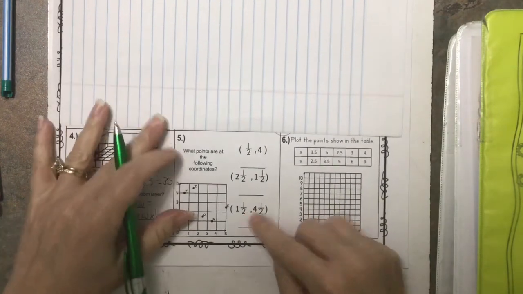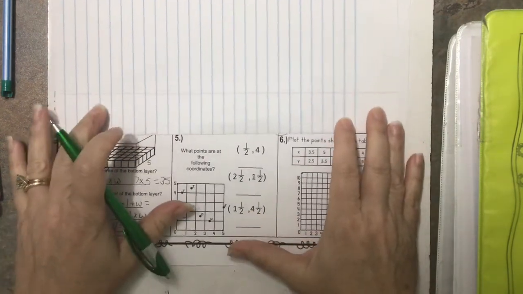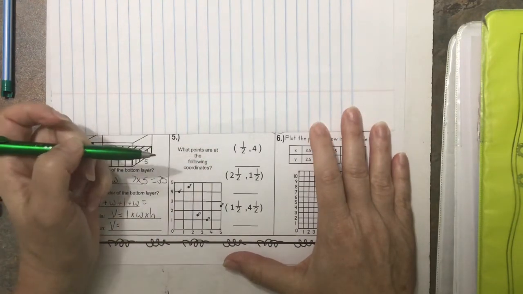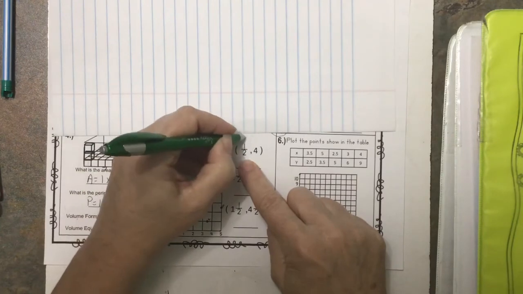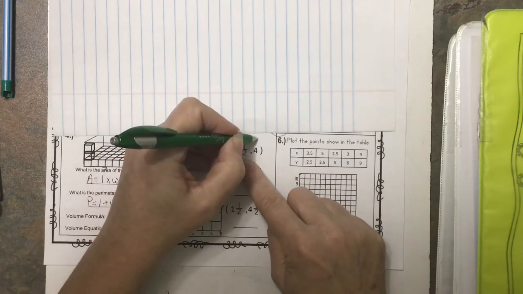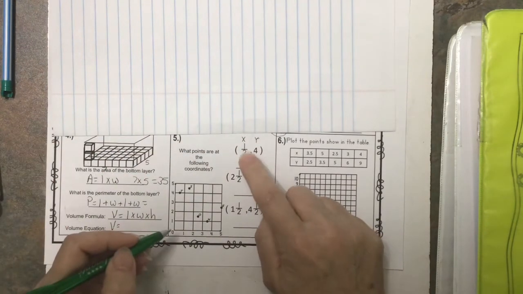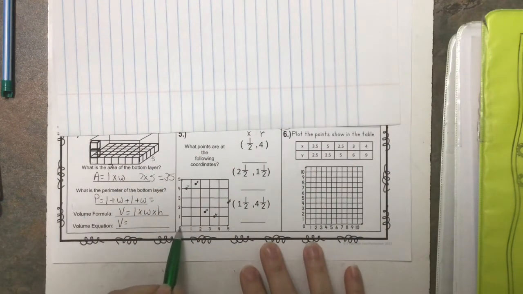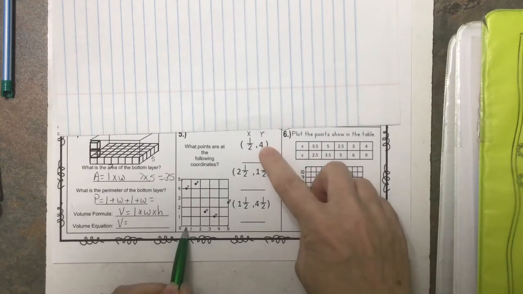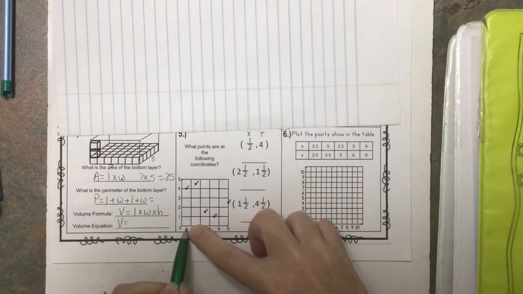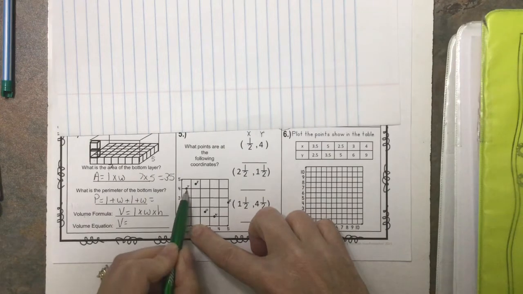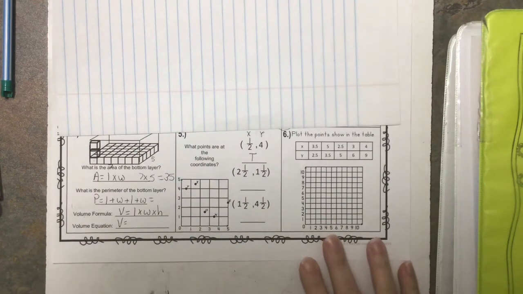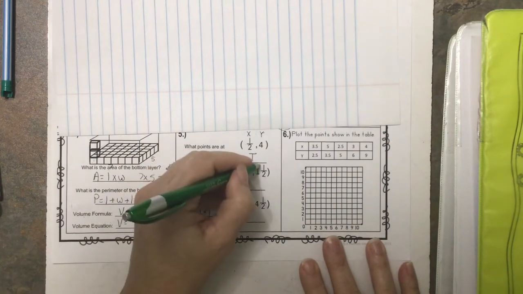All right, we've got some coordinate plane practice here. It says what points are at these following coordinates. So the X, remember, is the first coordinate and the Y comes second. So the X is 1/2. That would be between 0 and 1. So right here. And the Y is 4. So if I'm here on the X and I go up to the Y, which is 4, that's point T. Are we remembering this? This is your X, this is your Y.